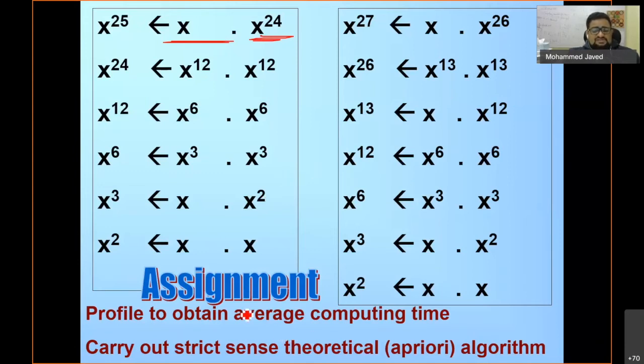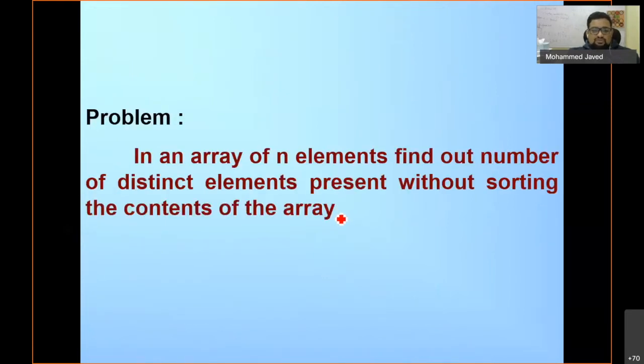In this case, the assignment question would be: can you do profiling for the average computing time for such algorithms? Carry out the strict sense theoretical a priori analysis for both versions, version 1 and version 2. We have discussed two algorithms and analyzed the a priori computing time, and we have also plotted a beautiful graph and seen how the different versions of the algorithm play an important role in the design and analysis of algorithms.